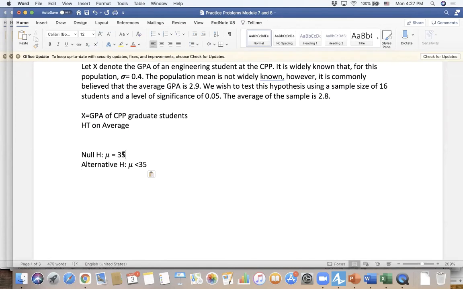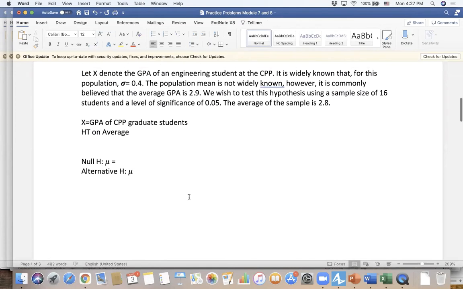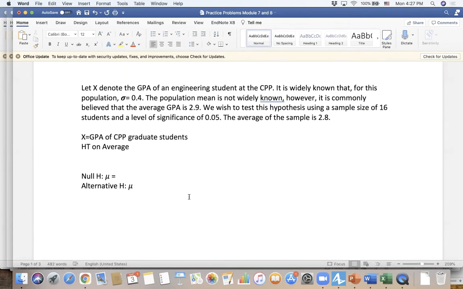And let me copy this. And what is my null hypothesis? What is my alternative hypothesis? H null equals 2.9, and the alternative is mu doesn't equal 2.9.